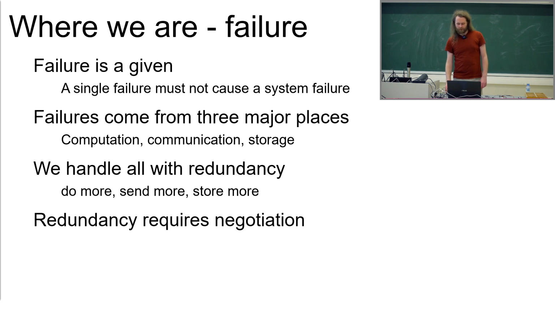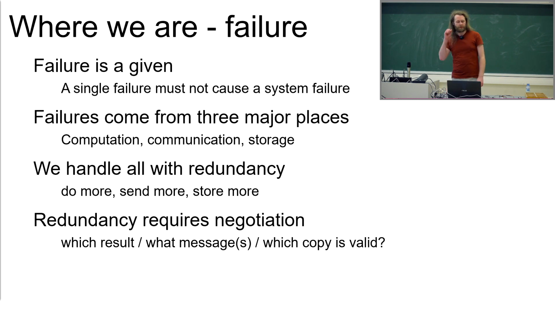And we haven't really covered this in great detail yet, but we will when we talk about distributed systems. But again, let's get the intuition in place. We need some kind of negotiation here. If we're doing more, we don't necessarily want everybody to do the same thing. If we're sending more, maybe only one of the messages is the correct message. If we're storing more and they disagree, which one of them is the correct version? So we might require some amount of negotiation to figure out what is the valid thing.